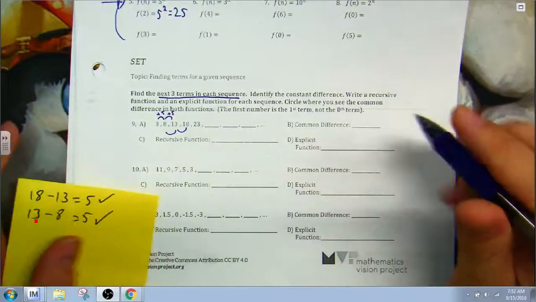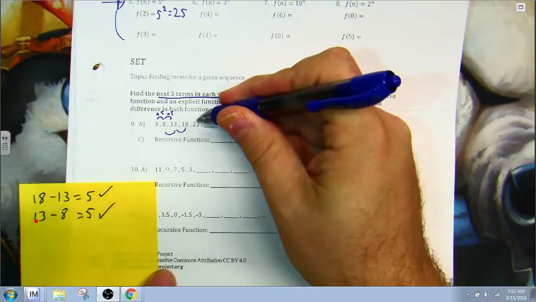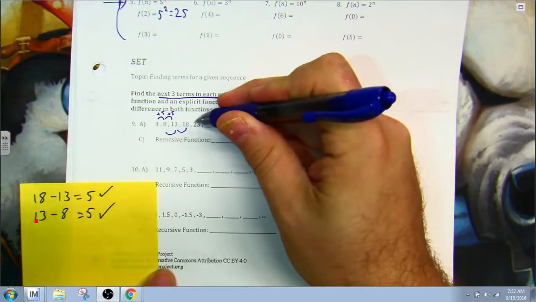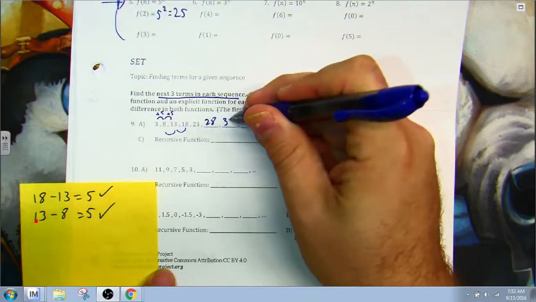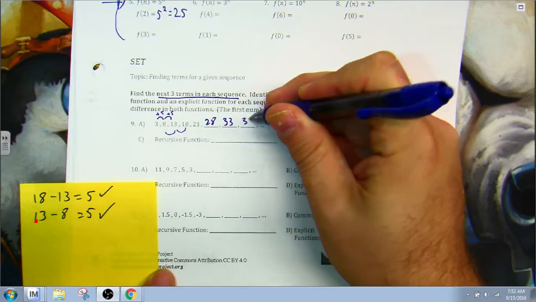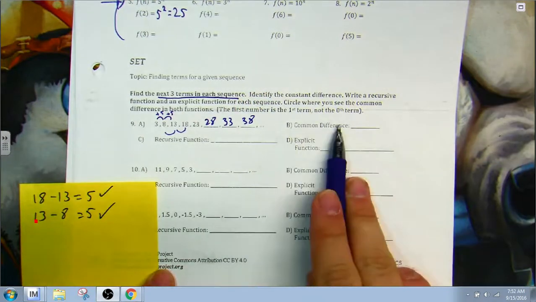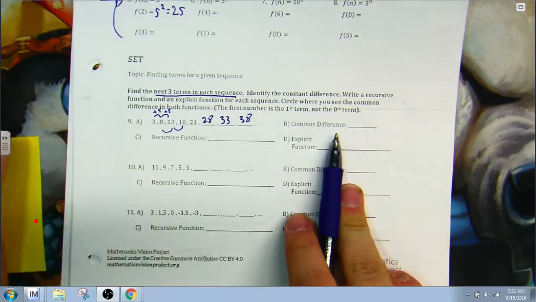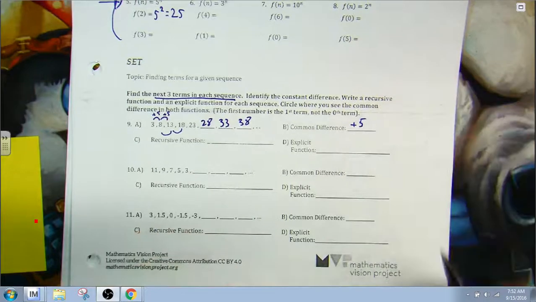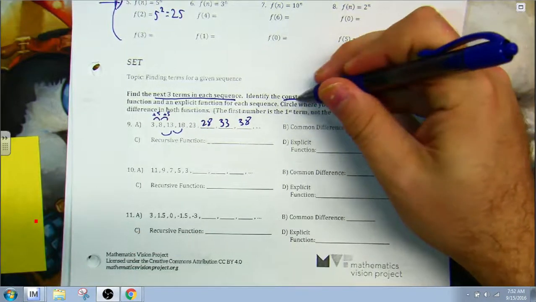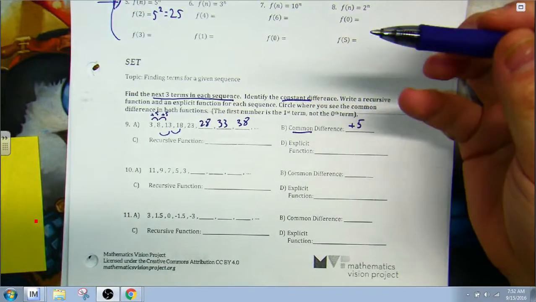And so now that we have that, we can figure out what's next. So 23 plus 5 will be 28, plus 5 will be 33, plus 5 will be 38. And I can see that my common difference is going to be plus 5, because that's how much I'm growing at each step, okay? And it says constant difference here and common difference here. It's pretty much the same thing.